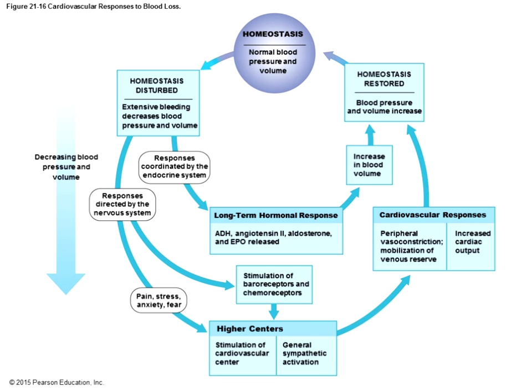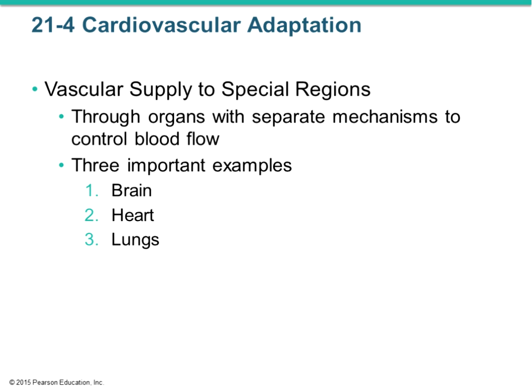And so this is, again, a chart just sort of showing how this works in terms of normal blood pressure, and if you have extensive bleeding and decrease in blood pressure and volume, how are these things going to be impacted to restore homeostasis. So we can look through that illustration to sort of go over those components.